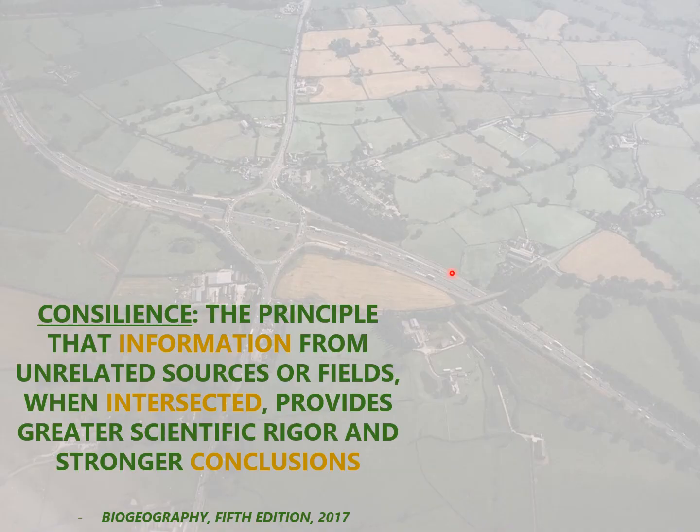And on that note, consilience is sort of building on this, where it's the principle that information from unrelated sources or fields, when intersected, can provide greater scientific insight and rigor, and ultimately stronger conclusions. So it's sort of like the old adage of looking at a picture and you can only see a part of it, and you have to guess what that picture is. The rest of it's covered up and you only see a tiny piece. If lots of people look at different parts of the picture and then come together and describe what they saw as a group, you can sort of start to figure out what the picture is.